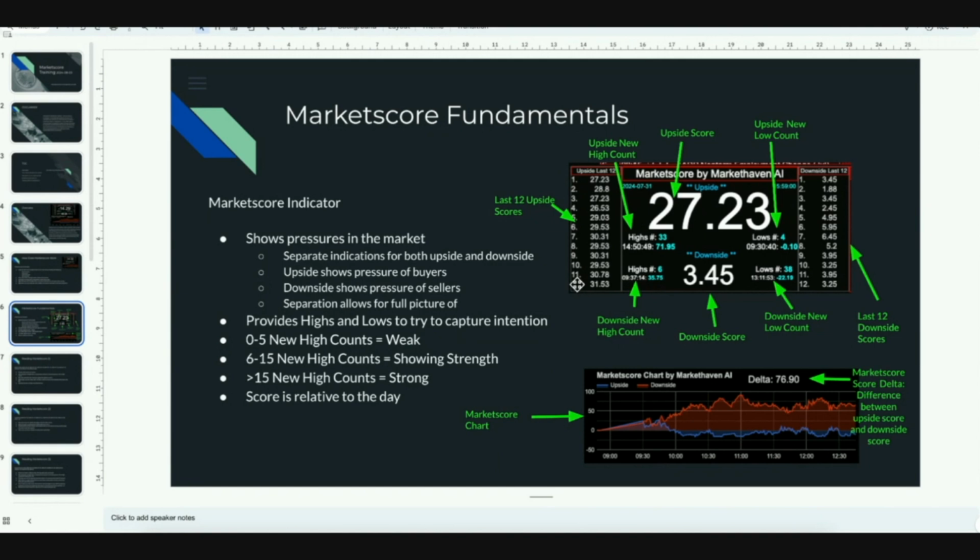Meaning if a new calculation comes in and it matches the current one at the number 1 position, it doesn't replace it. If it's slightly, even a 100th of a point different, it will replace it, and then it will continue to move down. So this is not based on time. At some point, I may make it based on time, but for the time being, it's just not really high on the list. And then these are the downside last 12 scores. They're underneath it on the chart itself.